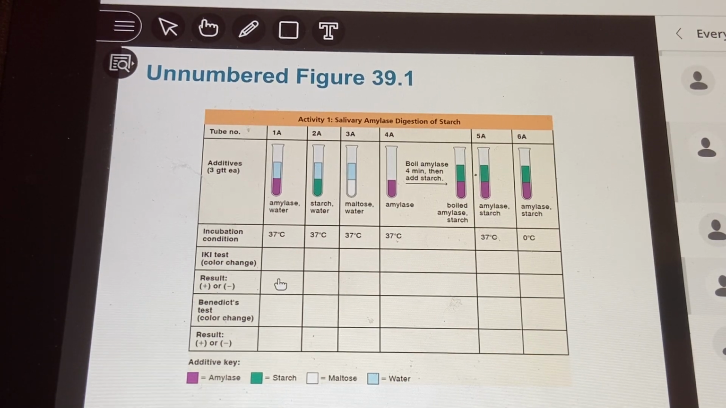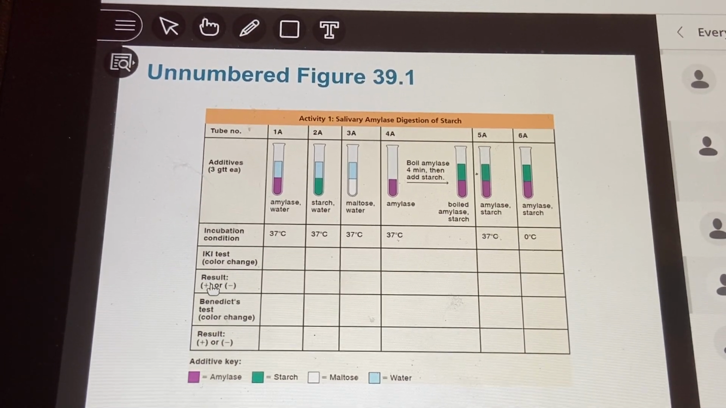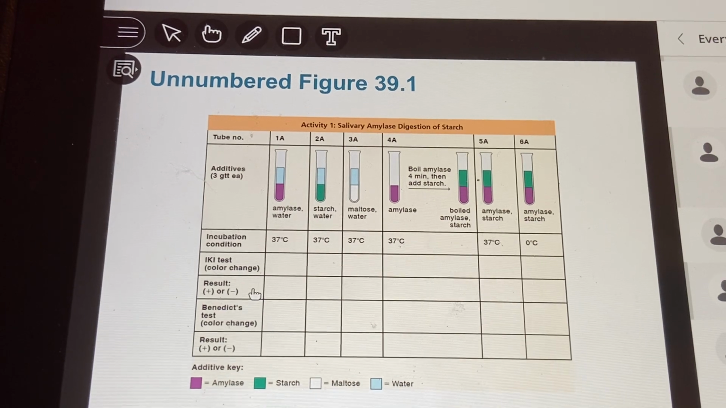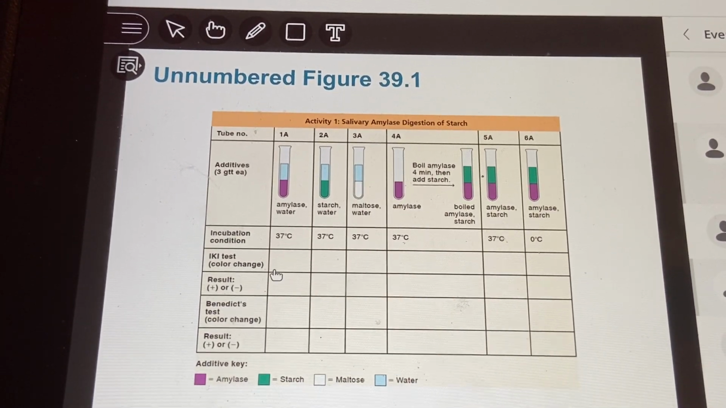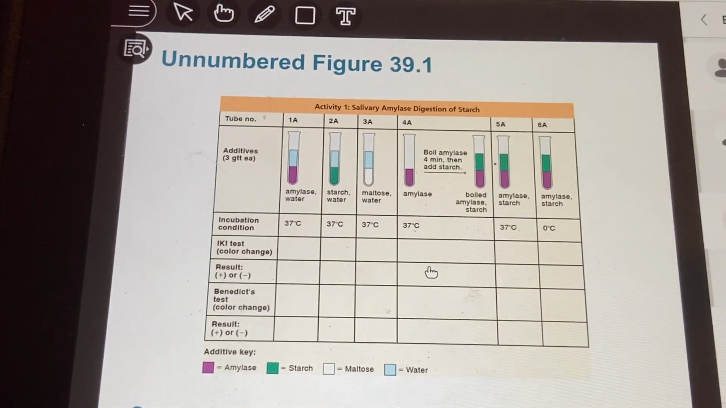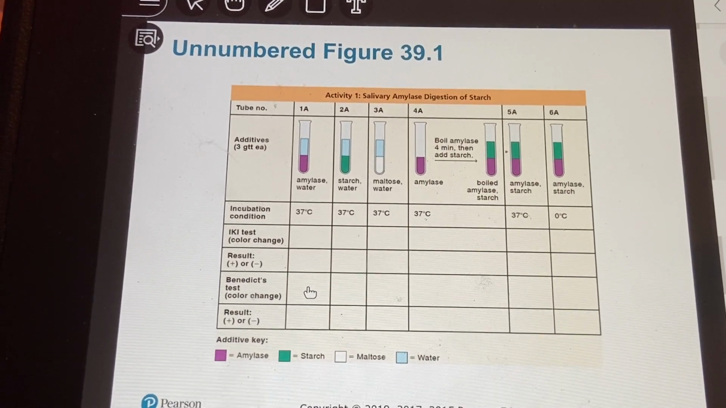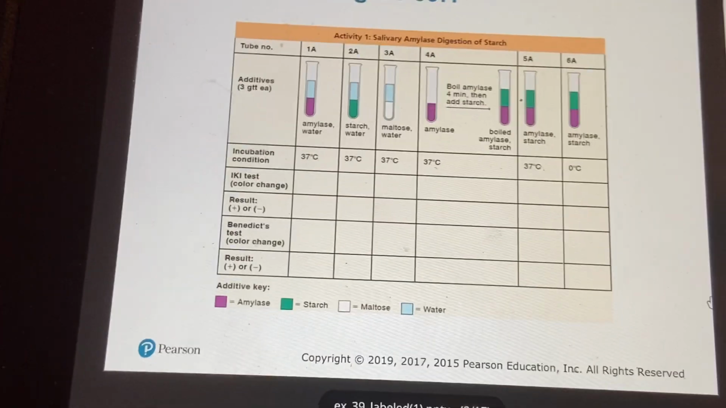Don't sleep. Okay, so here the signs are just positive or negative. If it's blue-black, it's positive. If it's no color change, it's negative, okay? What about Benedict's? What is Benedict's test?